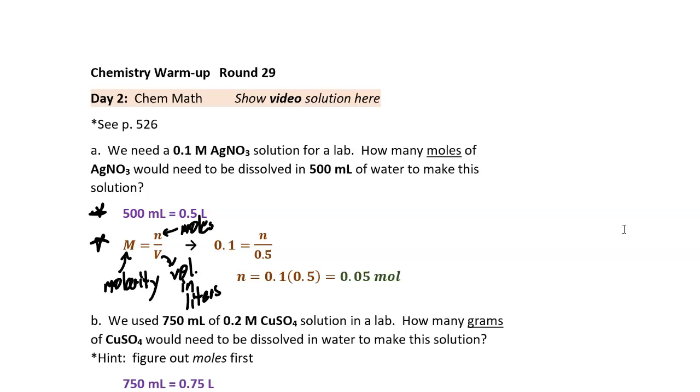Make substitutions into that formula. So in place of the capital M, fill in the 0.1. In place of the volume, put the 0.5 liters. And the unknown variable is N, the number of moles. To solve this equation, you can multiply both sides by 0.5, then the letter N will be alone. The answer is 0.05 moles.